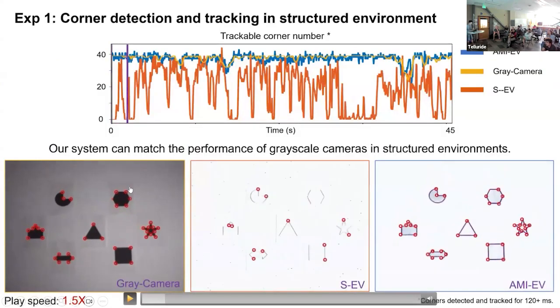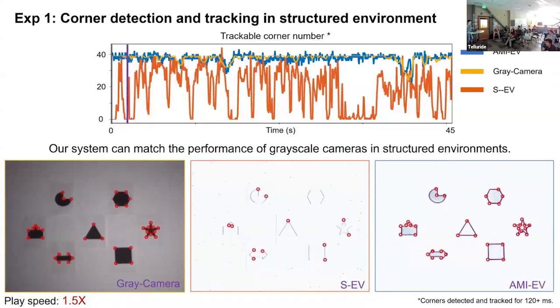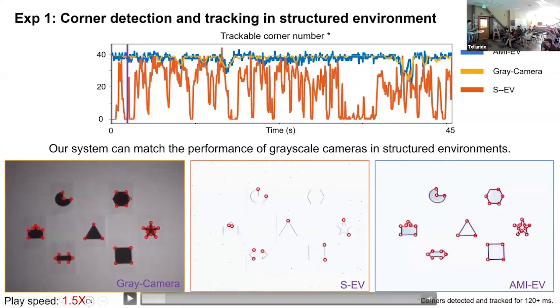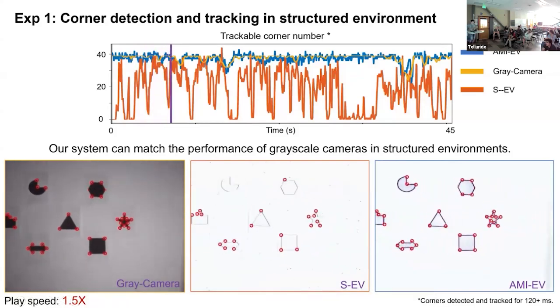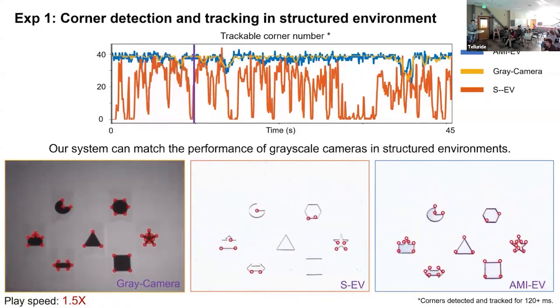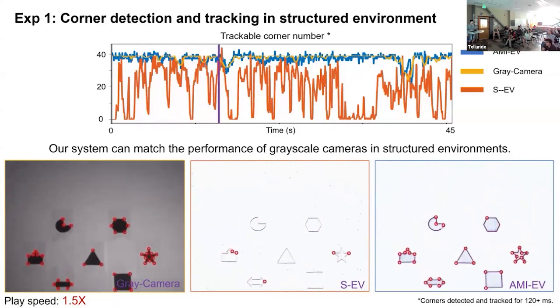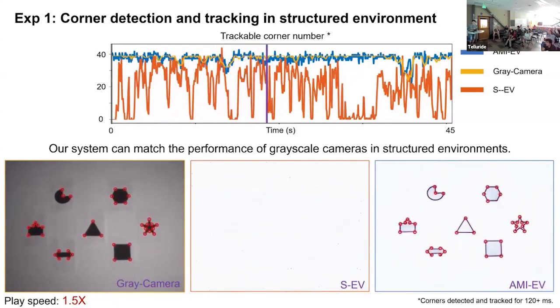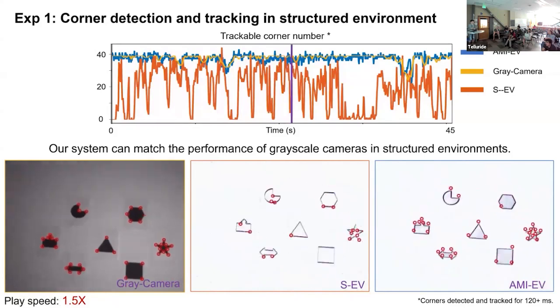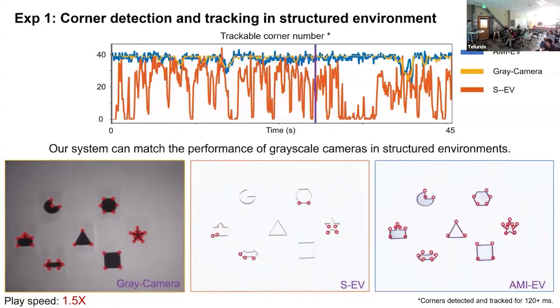So here, each red point, each detected corner, is not only detected in this frame, but detected and tracked for over 100 milliseconds. In the simple cases, both our camera and the grayscale camera can achieve very robust performance, while the standard event camera will lose the track because of the perceptual fading.